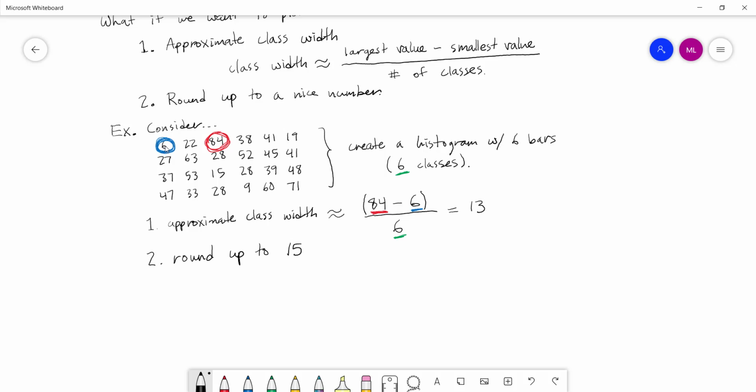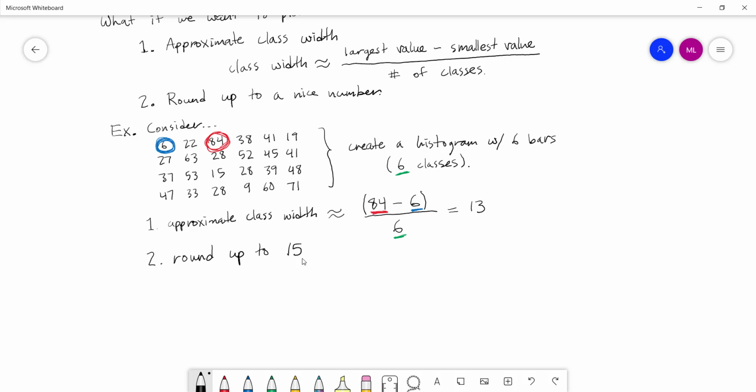It would barely be enough to get us from the 6 up to the 84. By rounding up to a nice number instead of down, so if I'd rounded down to 10 instead, for example, and I was still only wanting to have 6 classes, now the biggest span of numbers I could get would be 6 groups of only 10 numbers each, and that would only allow me to span 60 possible values, which isn't enough to encompass both the 6 and the 84. We wouldn't be able to cover our entire set of data.